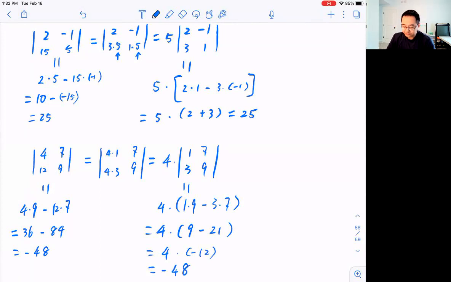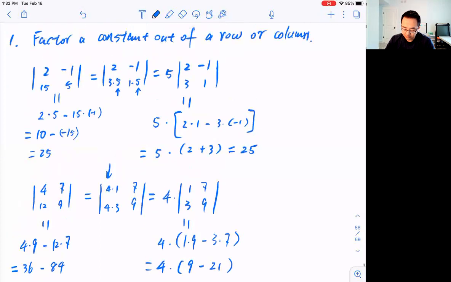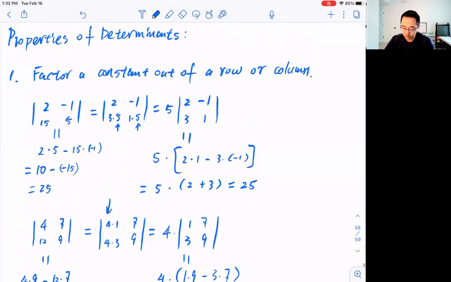Okay, so you can pull a common factor out of a column and make it multiplying the whole determinant in this manner as well. Okay, so it's the same. So that's the first property of how to work with a determinant. If you see a common factor in a row or a column, you can pull it out and set it outside, and that will make your calculations a little bit easier, okay?